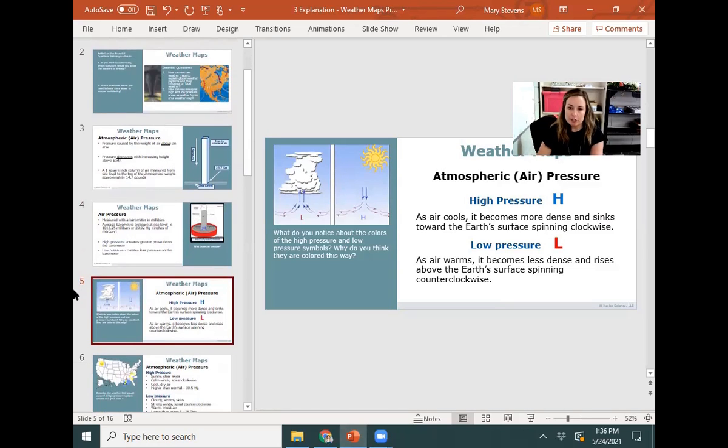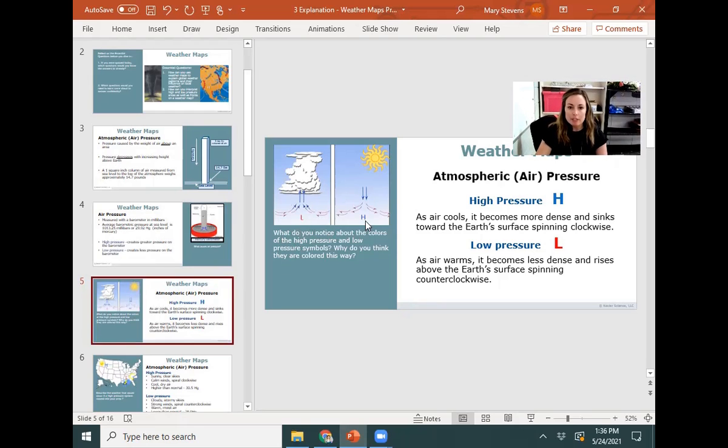Areas of high pressure are going to be caused when air cools and becomes less dense, so it sinks towards the Earth's surface, spinning clockwise. Low pressure is going to be as air warms, it becomes less dense and rises above the Earth's surface, spinning in a counterclockwise rotation. So here, I want you to look at these two pictures.